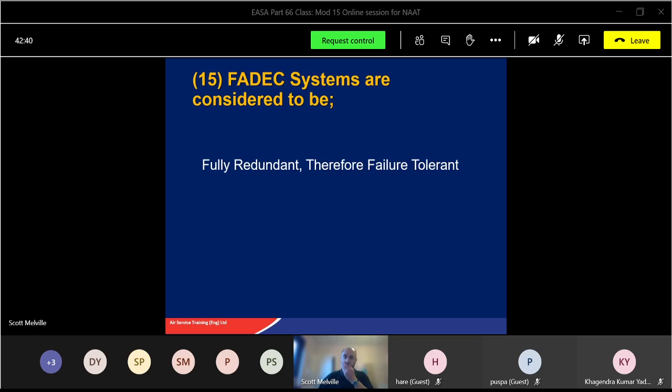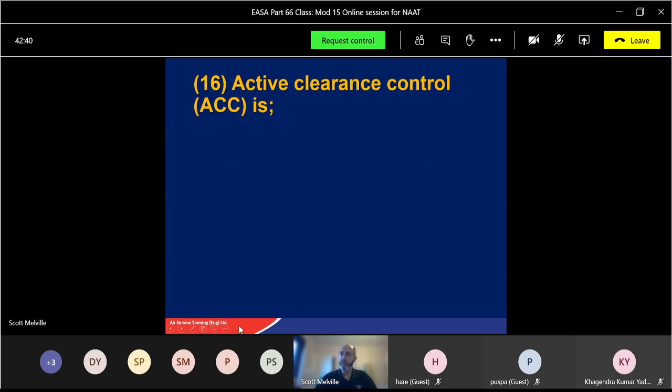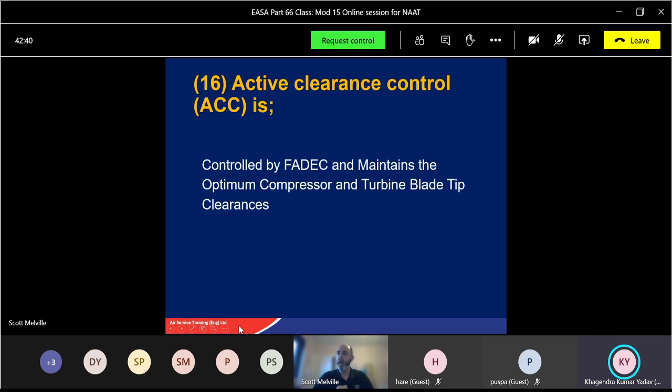Okay. Question 15. FADEC systems are considered to be fully redundant and therefore failure tolerant. We'll move on to the next one. 16. Active Clearance Control, or ACC, is what? What is ACC? The clearance between the tip of the blade for the compressor and the turbine blade. Good. Yeah, controlled by FADEC, maintains optimum compressor and turbine blade tip clearances. Good.